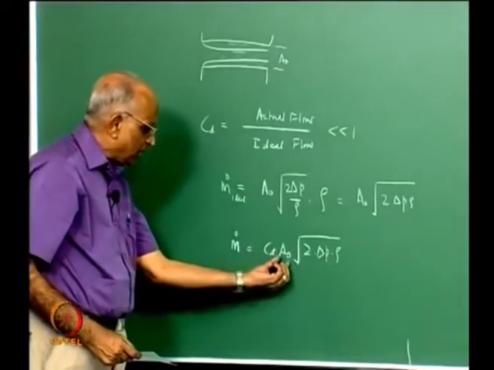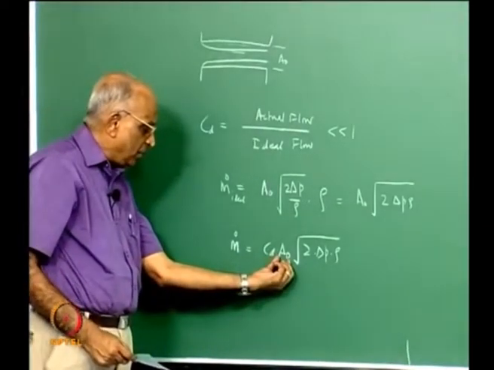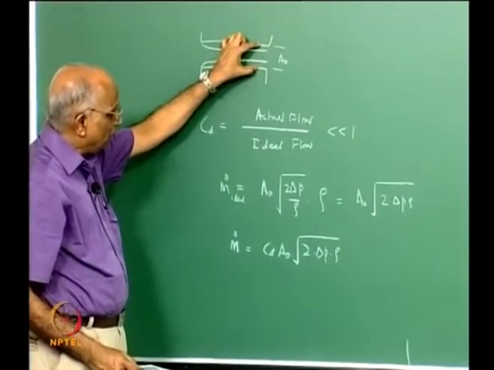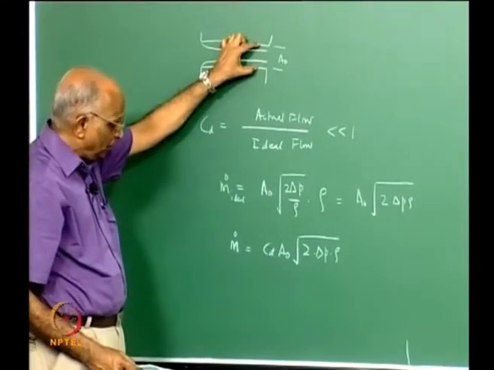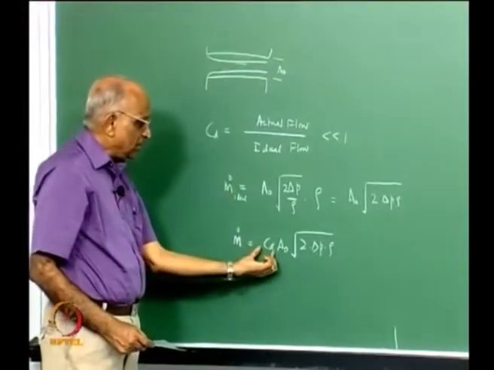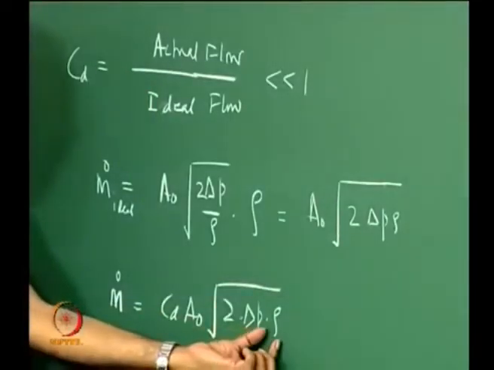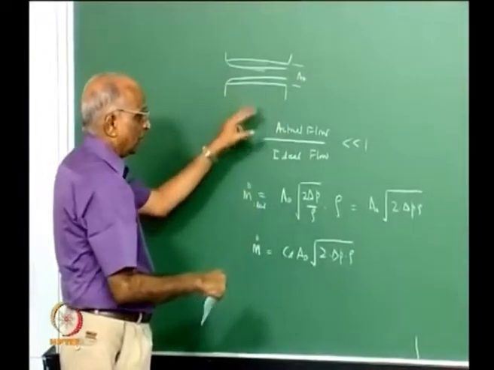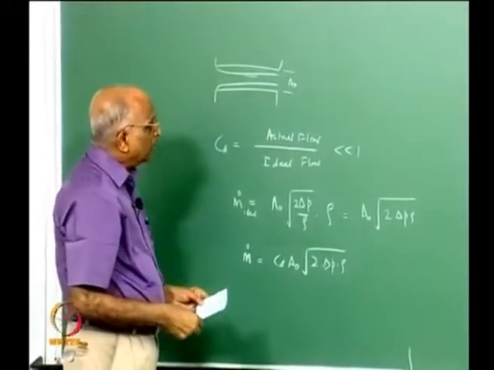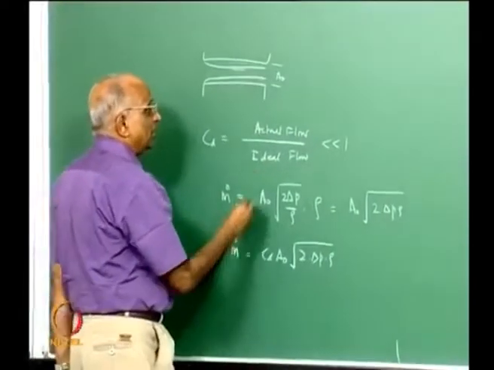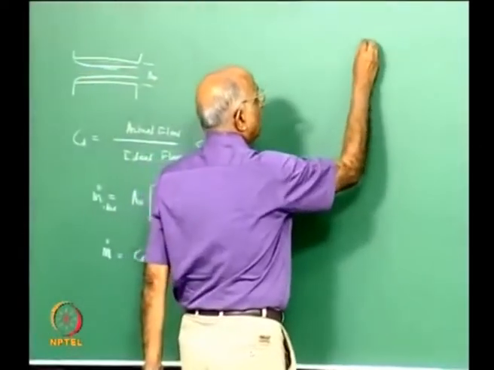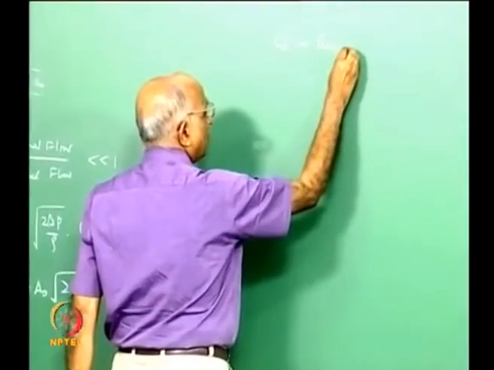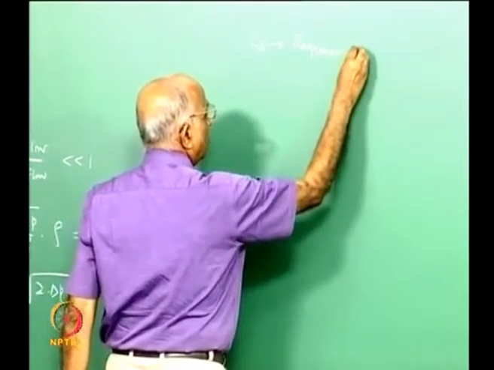In this particular expression, let us again recall, A0 is the area of the orifice, or area of the hole through which flow is taking place, CD is the discharge coefficient, rho is the density of the liquid, and delta P is the pressure drop across the particular hole. It must be remembered that the value of CD now depends on the regimes of flow through the orifice. What do I mean by regimes of flow?